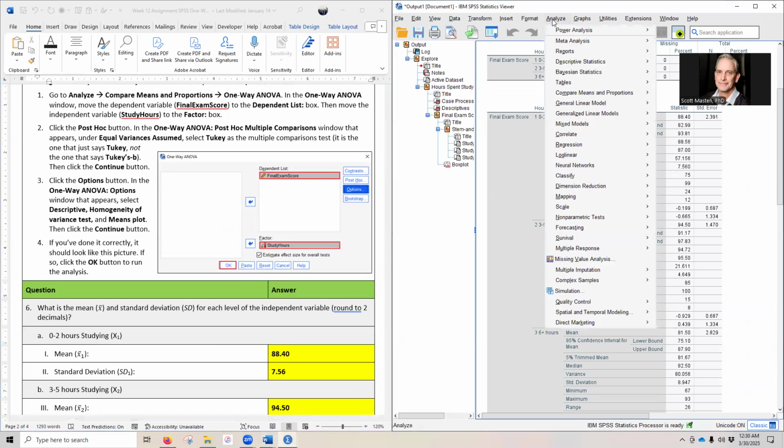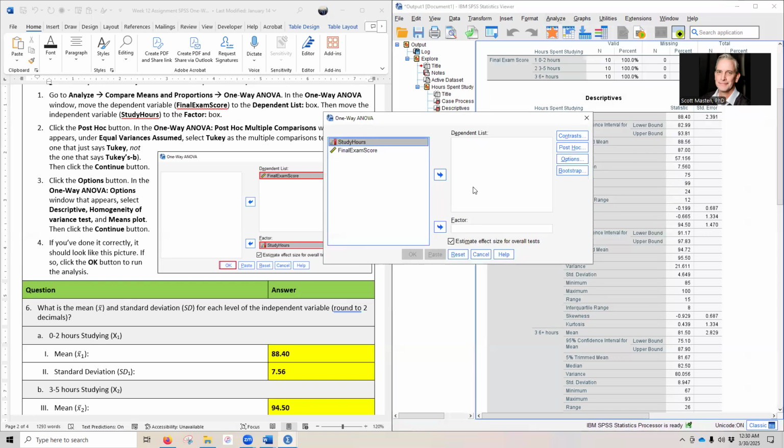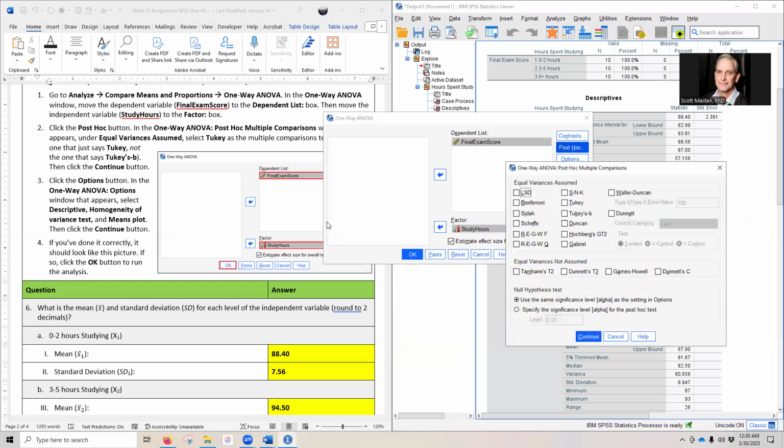So now we're going to actually run our one-way ANOVA. That's under Analyze, Compare Means and Proportions, and One-Way ANOVA. Our dependent variable is final exam score. Our factor, that's your independent variable, is study hours. Under post hoc, this is where, if this thing is significant, all you know is that at least one group differs from the others in their final exam scores. So we use Tukey, which is right here, to get follow-up tests that do mean-to-mean comparisons, to find out which groups differ from which specifically.